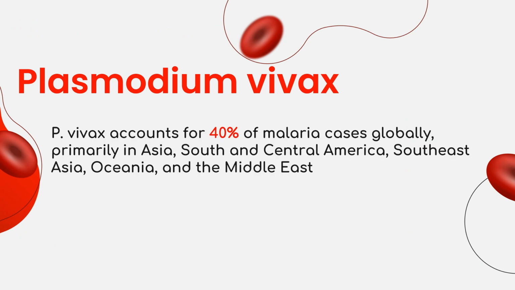Plasmodium vivax is responsible for about 40% of malaria cases globally. It primarily haunts regions across Asia, South and Central America, Southeast Asia, Oceania, and the Middle East. Surprisingly, it is rare in Africa and notably absent in West Africa. When it comes to identifying this elusive parasite, the microscope becomes our ultimate tool.